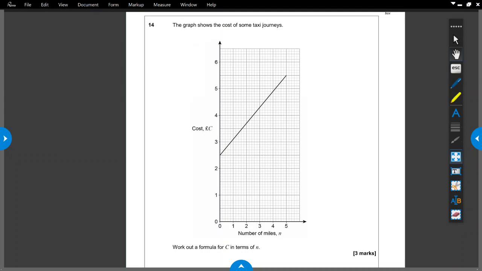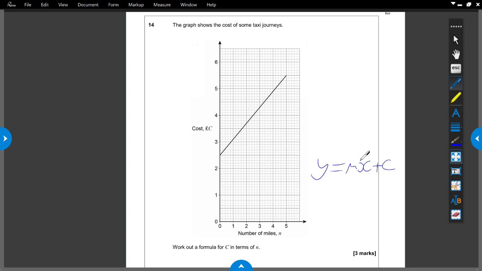We have a straight line here, and when we're working out the equation of a straight line, that's quite similar to a formula. When you have y equals mx plus c, that basically is a formula for y, but we usually call it an equation. So we're trying to find out c. Now c is on the y-axis, so for now we're basically going to substitute c for y, and n is going to be x instead.